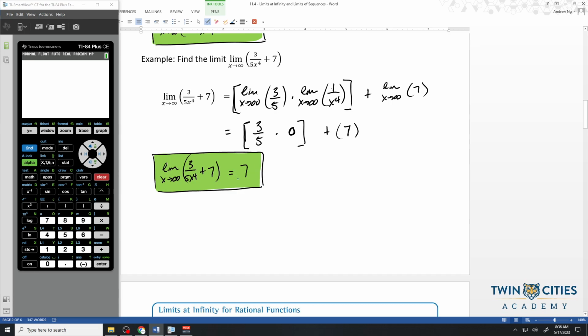So that might be even a faster way to think about that, instead of having to break it up completely like we've done.